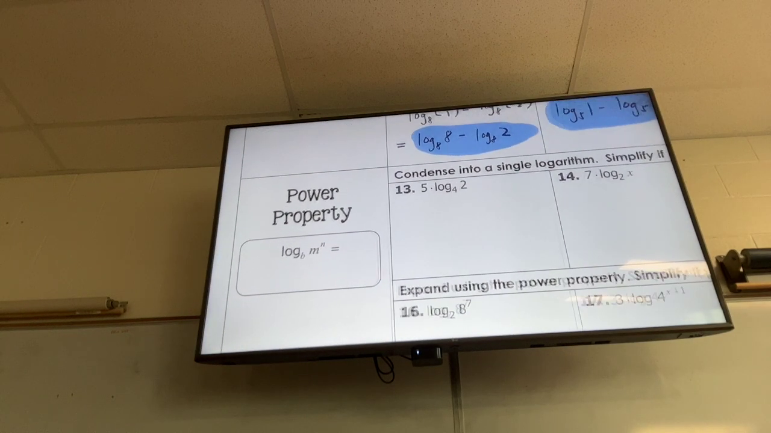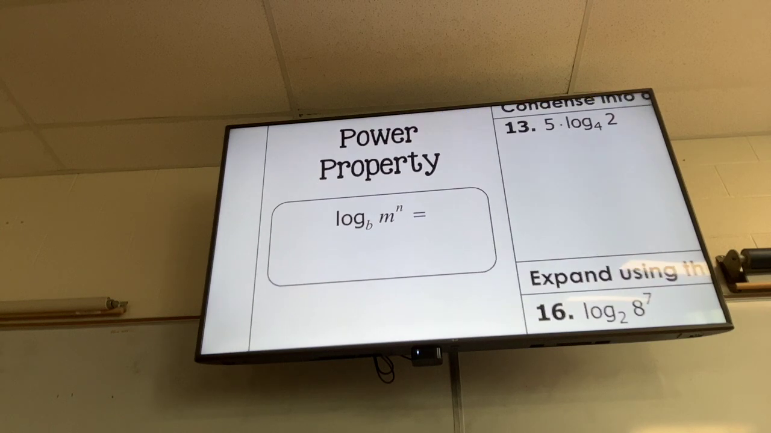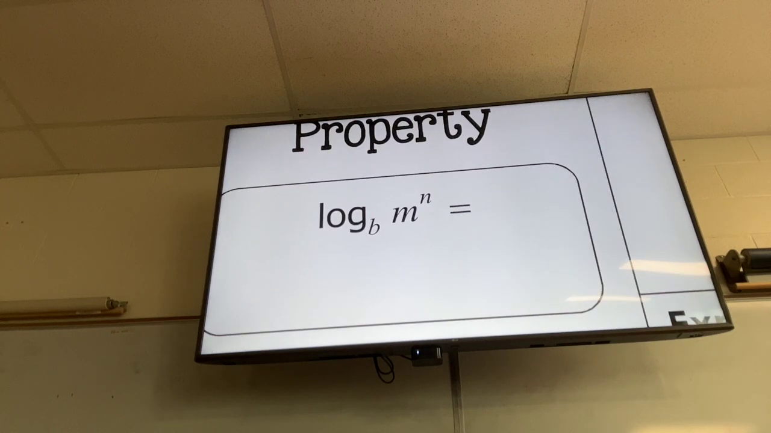And then the last property is called the power property. This one might be the easiest one. I feel like using m and n in the same problem is not a good idea because sometimes it's hard for people to see the difference. So I'm going to change that n to a k, okay? So the way this works is this exponent just moves and becomes a coefficient. It becomes k times log base b of n. You just move it around.